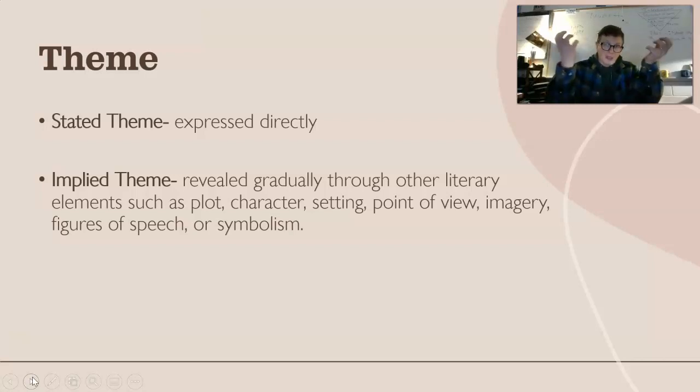Theme to me is the most important thing. It has the real meaning in it. Okay, it's the juice. It is the pulp. It is the significance of the piece. Theme.